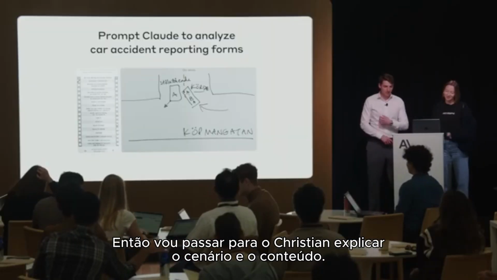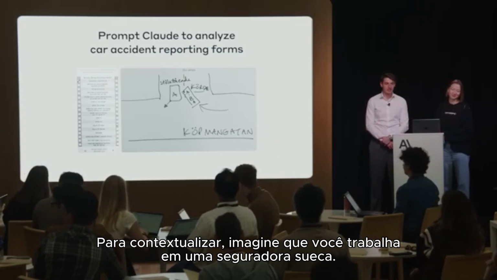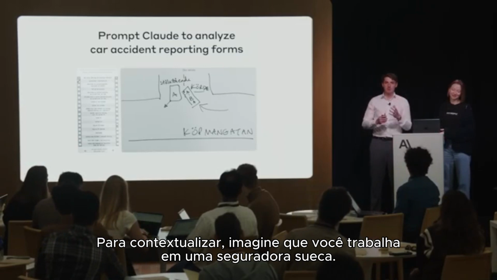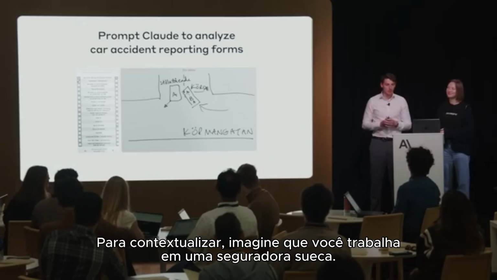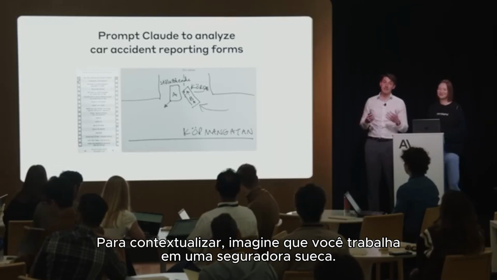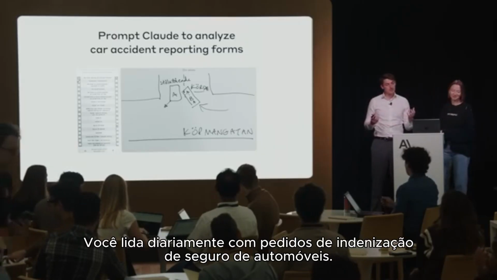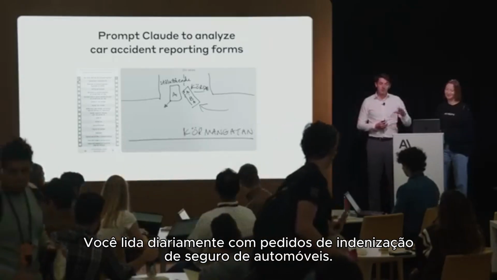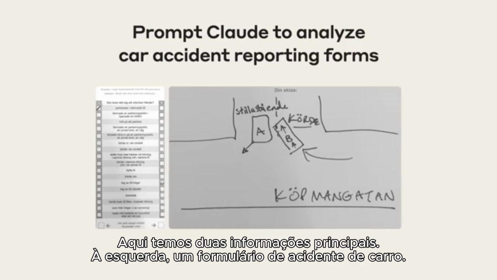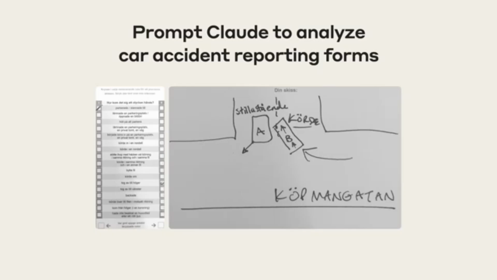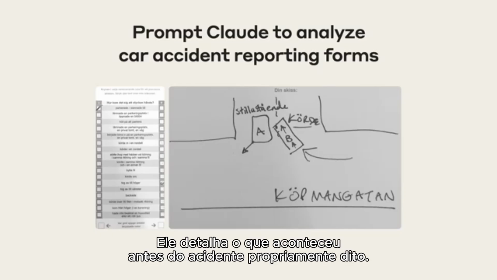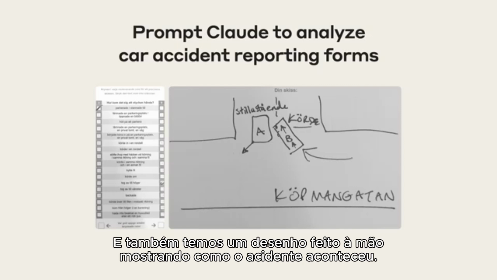So to set the stage for this example, imagine you're working for a Swedish insurance company and you deal with car insurance claims on a daily basis. And the purpose of this is that you have two pieces of information. We're going to go through these in detail as well, but visually you can see on the left-hand side we have a car accident report form, just detailing out what transpired before the accident actually took place. And then finally we have a human-drawn sketch of how the accident took place as well. So these two pieces of information are what we're going to try to pass on to Claude.